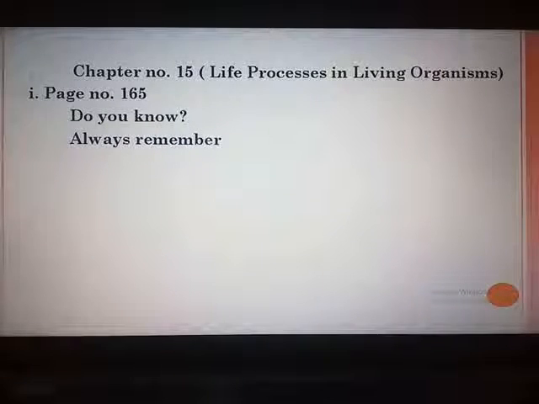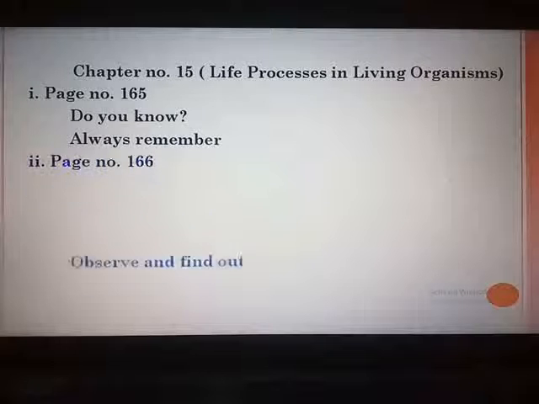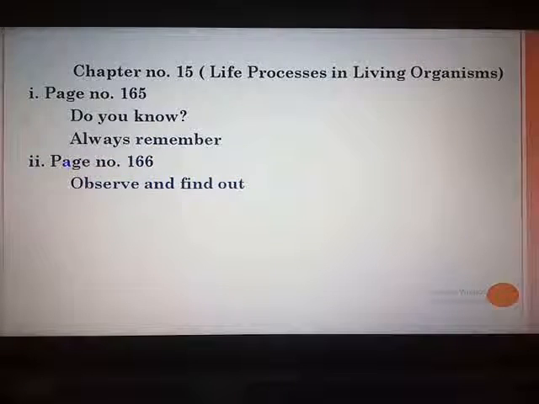Turn your page. Page number 166. There is no reduction. A small reduction is there in the center. Observe and find out. So only the first paragraph over there you have to remove. I will read the paragraph. Observe your mother while she cuts elephant's foot or arum leaves.